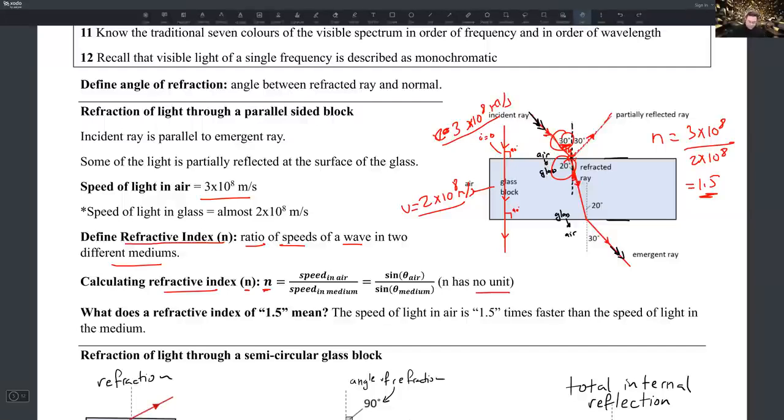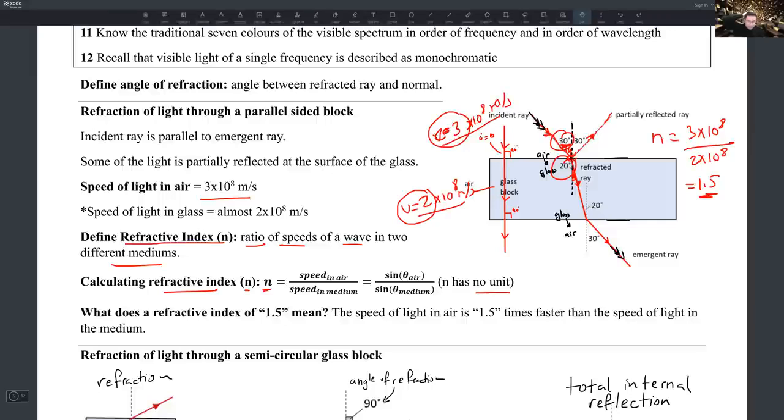Unless it's quantum physics, that's something else. N is 1.5. It means that the speed of light in air is 1.5 times faster than the speed of light in the medium, in glass. Again, the speed of light in air is 1.5 times faster than the speed of light in glass. That's literally what N means.